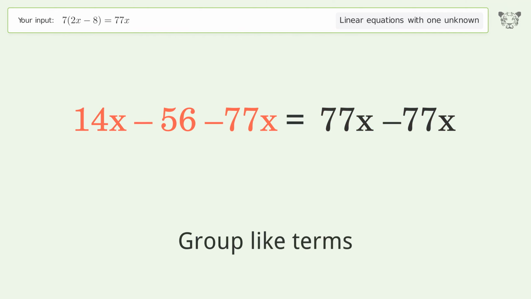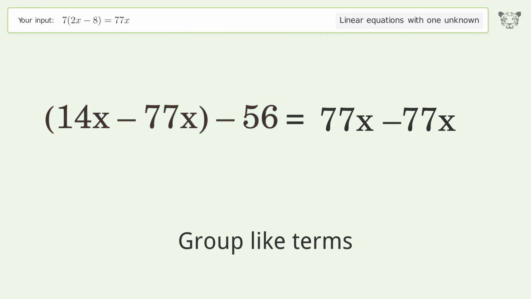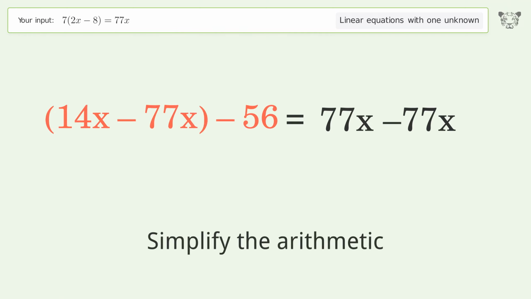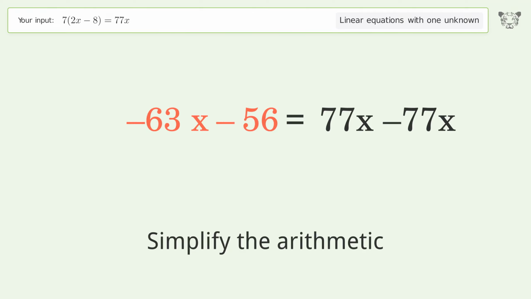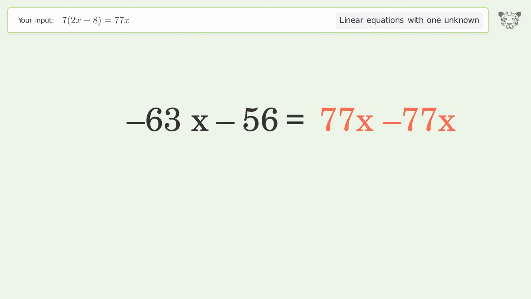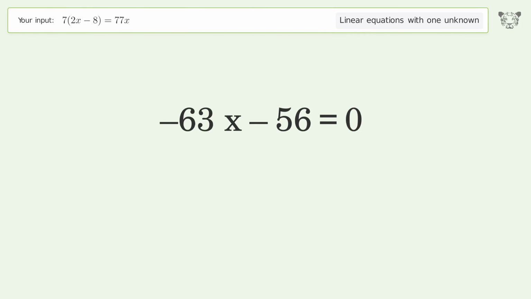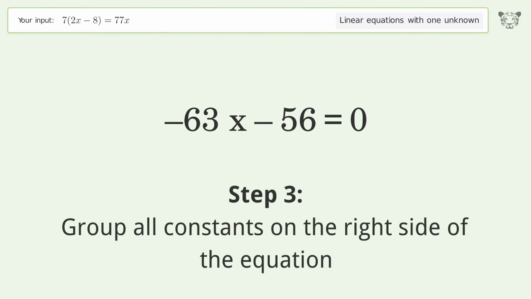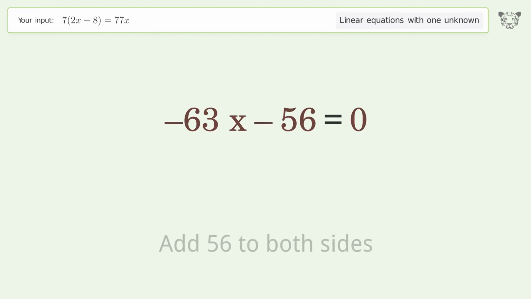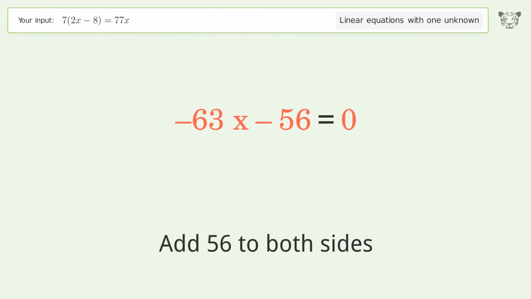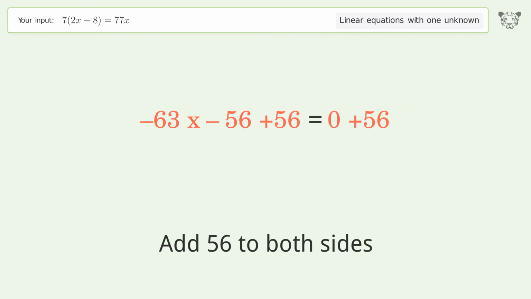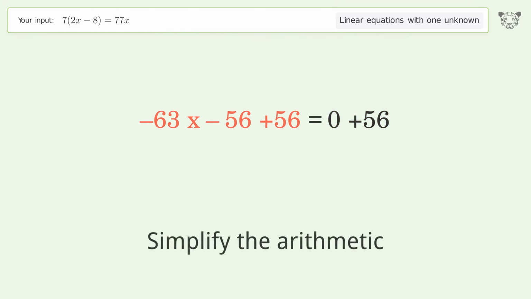Group like terms. Simplify the arithmetic. Group all constants on the right side of the equation. Add 56 to both sides. Simplify the arithmetic.